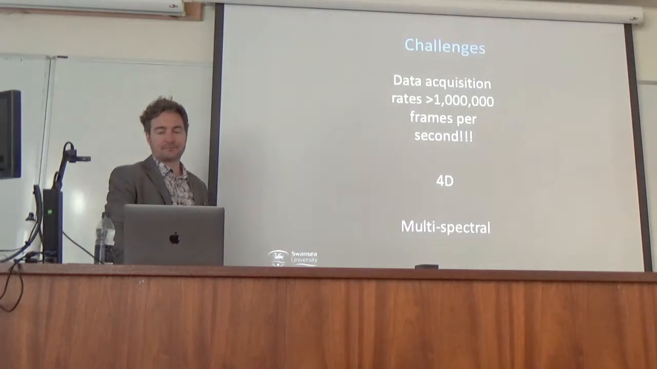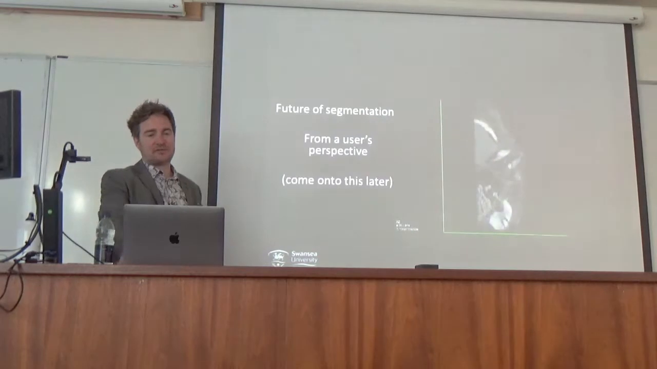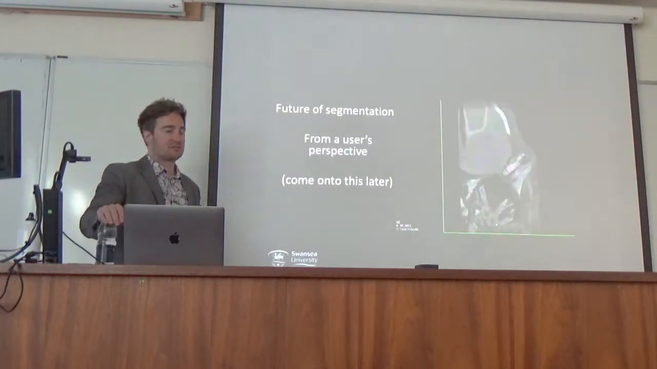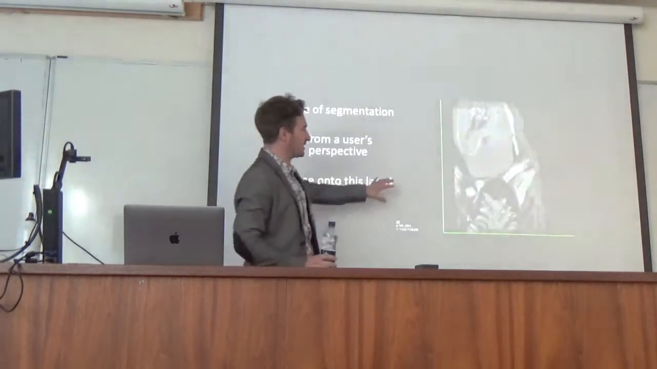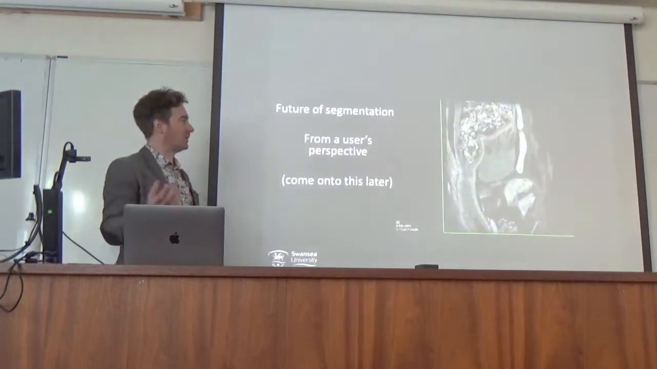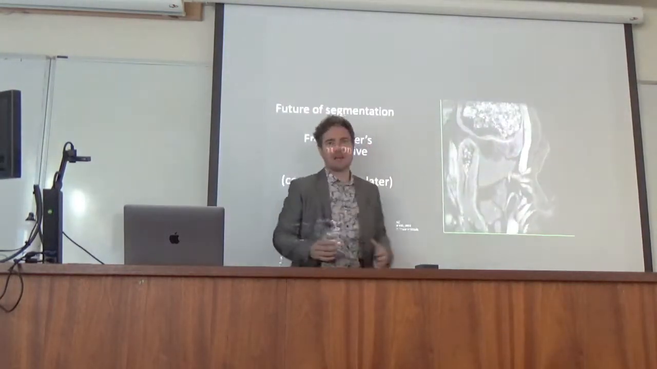And I'm going to just flag this up now. I've got some thoughts on the future of segmentation without having any computing skills. But from a user's perspective, this is a really nice data set that I've generated recently with staining. So it's that fish sample. Some really distinct morphologies in there because it's biological.